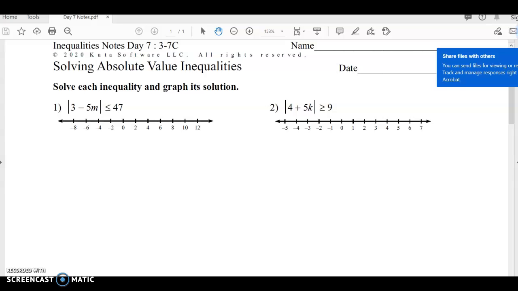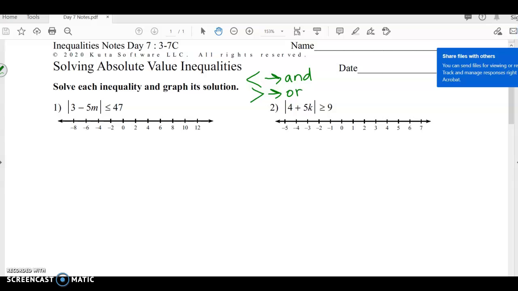Last lesson of the chapter. This is day 7 of chapter 3, the second part of chapter 3. It's actually the same lesson as yesterday, solving absolute value inequalities. So remember, you break these apart into compounds. And remember, if it's a less than, you make an and. If it's a greater than, you make an or.